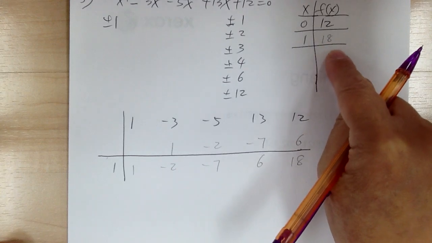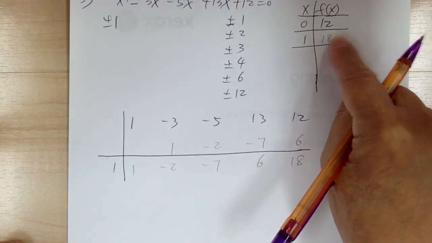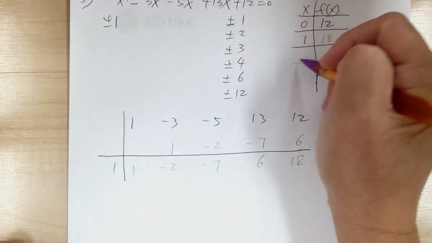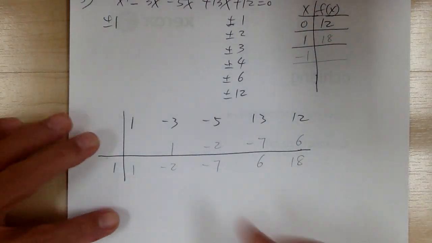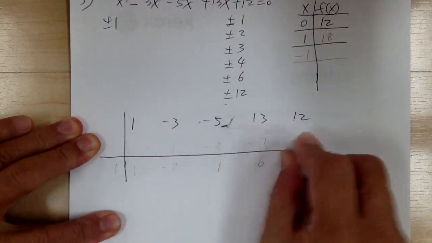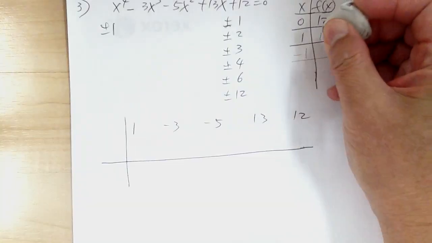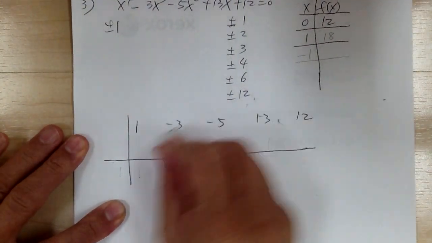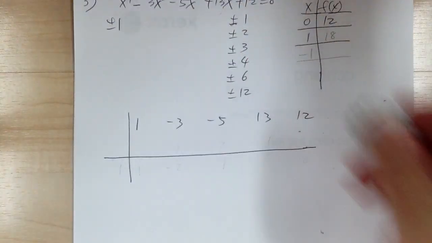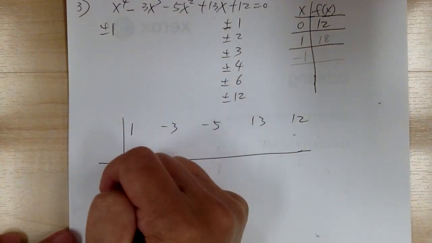Right? Again, I'm trying to get 0, so I'm getting further away from 0. So that means I'm going to go the opposite direction. I'm going to try negative 1. Okay, so again, I use a pen, so when I erase, it doesn't erase that part. Okay, so I'm going to try negative 1.